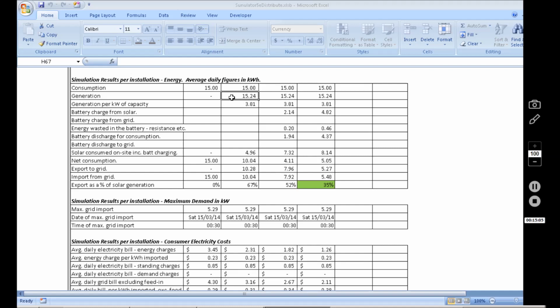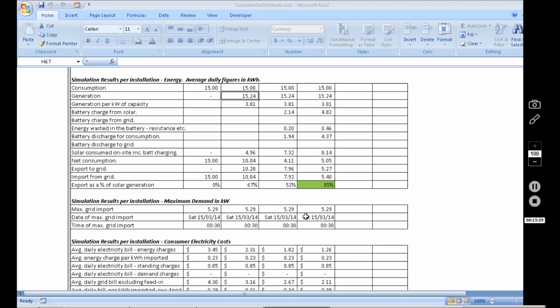Generation, so the solar system is generating just about slightly more than your consumption every day. Of course, that's going to vary from summer to winter, cloudy to sunny, etc. Some stats here on how much your battery is getting charged and discharged, how much is getting exported out to the grid.